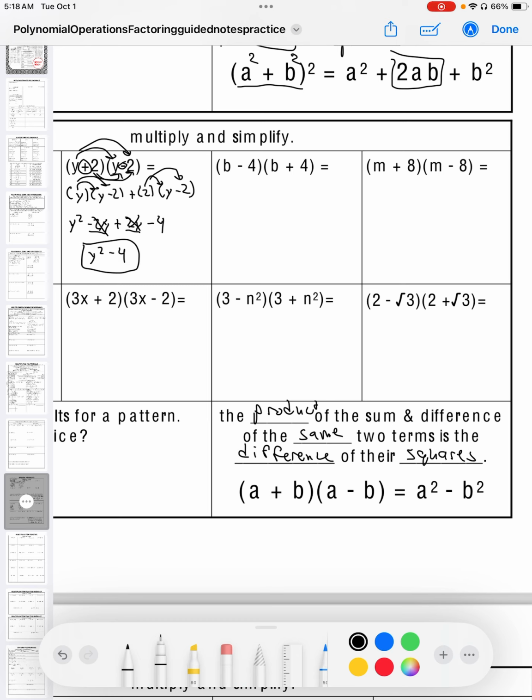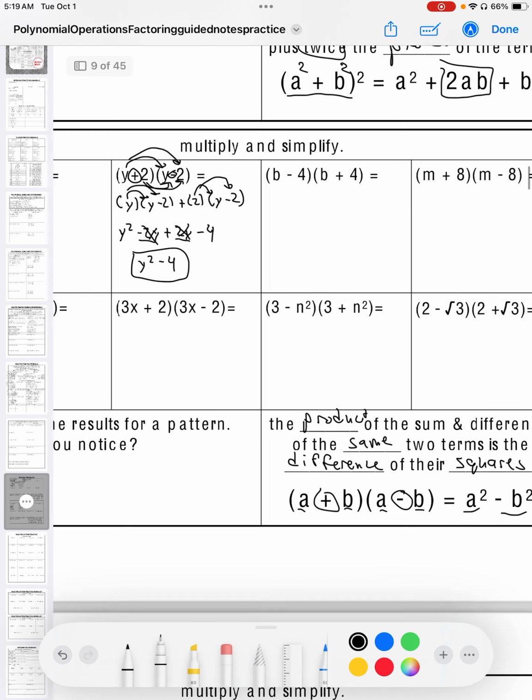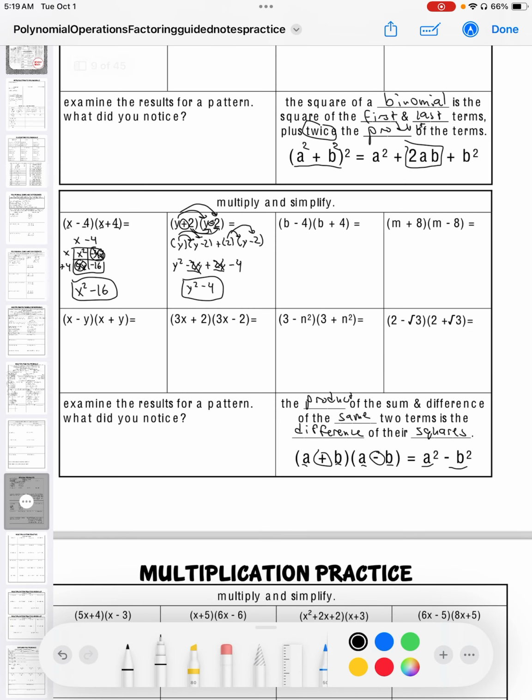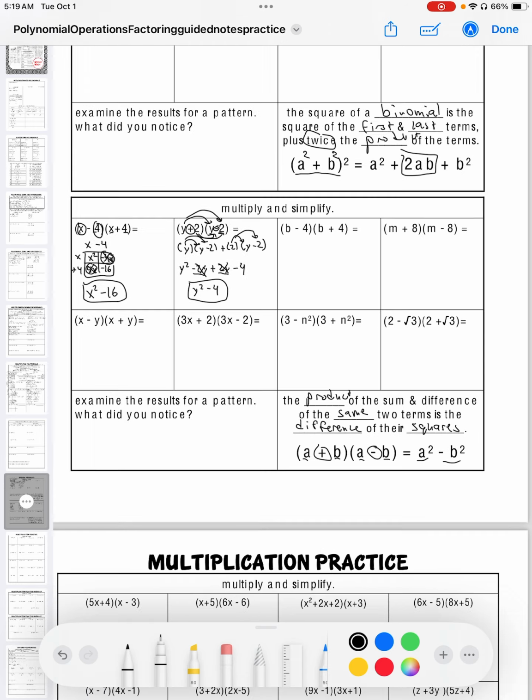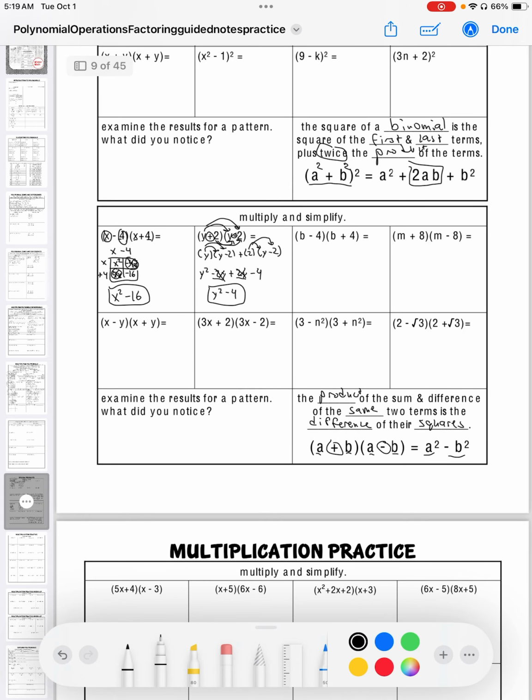So if you have the same two terms, a and b, but you have one that's a plus, one that's a minus, your answer is going to be a squared minus b squared. Just like we got up here, we got x squared, so our first thing squared, minus 16, which is 4 squared. So your first term squared minus the second term squared. So hopefully that will help you to fill in the rest.